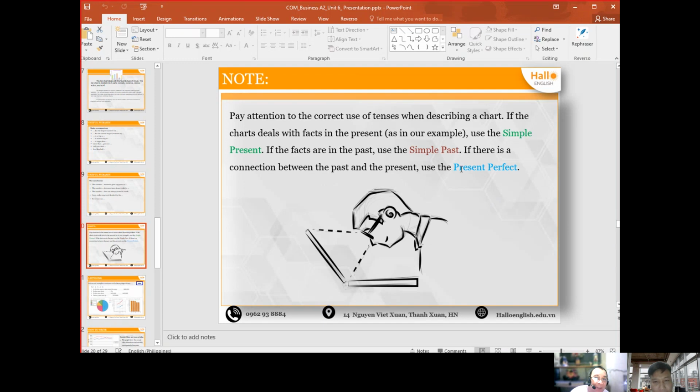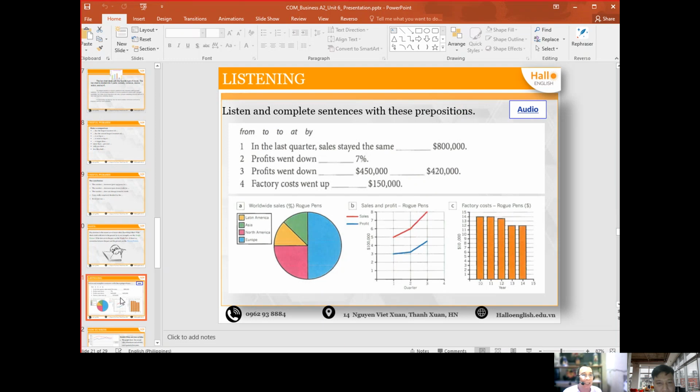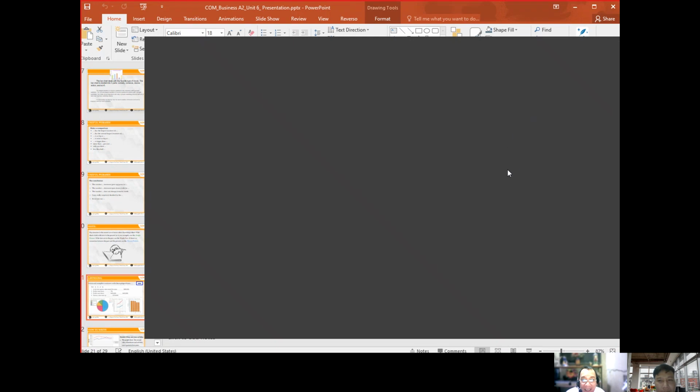Do you have questions with this? No more. Okay. Now, listen and complete the sentences with these prepositions. We are going to have the prepositions from, to, at, or by. So these are all prepositions. Let's try to listen in here.